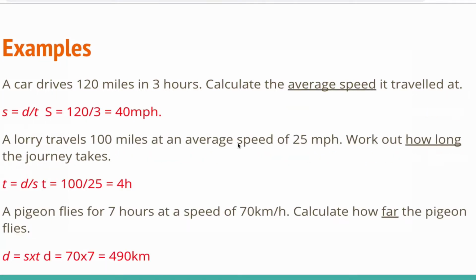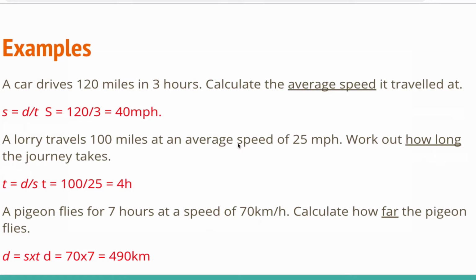So here we have the car drives 120 miles in 3 hours, so we said that speed is distance divided by time. So the speed is 120 divided by 3 is 40 miles per hour. The lorry that travels 100 miles at an average speed of 25 miles per hour, work out how long the journey takes. So how long is another way of saying the time. So time equals distance divided by speed, 100 divided by 25 equals 4 hours. Remember, it's hours, make sure you carry on the units.